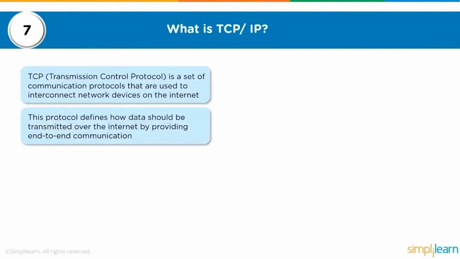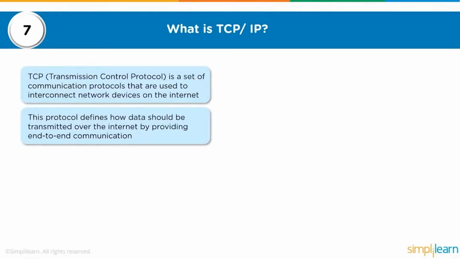Moving on to question number 7. What is TCP/IP? TCP/IP, or Transmission Control Protocol over Internet Protocol, is a set of communication protocols that are used to interconnect networking devices on the internet. This protocol defines how data should be transmitted over the internet by providing end-to-end communications. So essentially, if you want networking to be established on your machine, you will need TCP/IP. Without TCP/IP, there will be no work groups, there will be no domains. Basically, your interconnectivity will go for a toss.